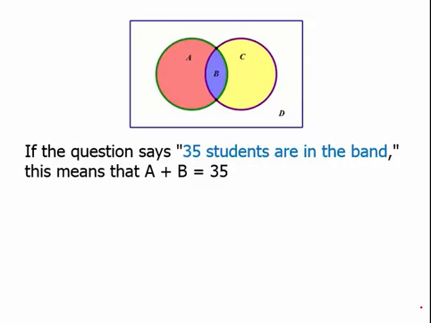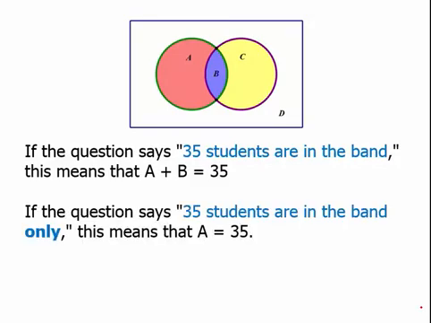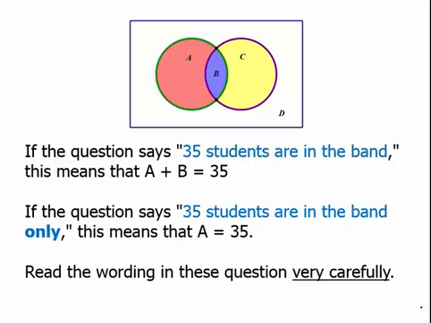But if we change the wording slightly, we say 35 students are in the band only. Well, this means that A equals 35. Now we're talking about the students that are not included in the purple circle. They're only in the green circle. And so that's region A alone. So it's very important to be extremely careful when you read the wording of these questions, because subtle changes in the wording can mean profound mathematical consequences.